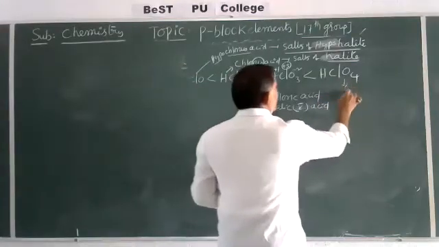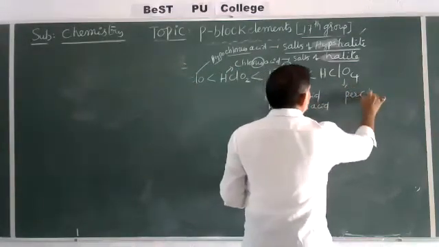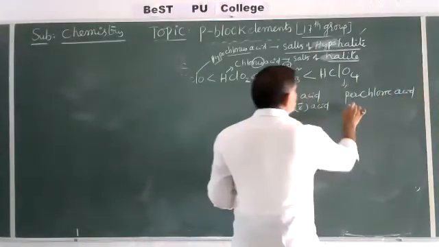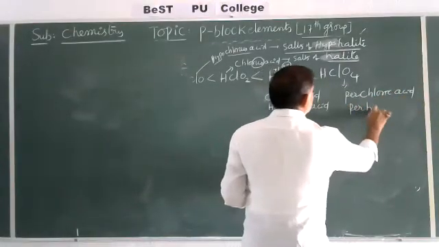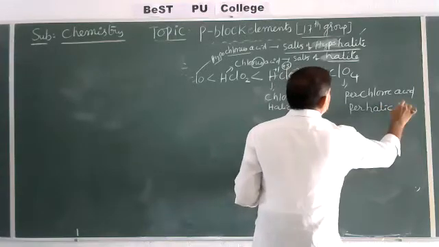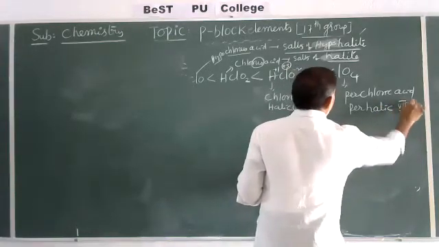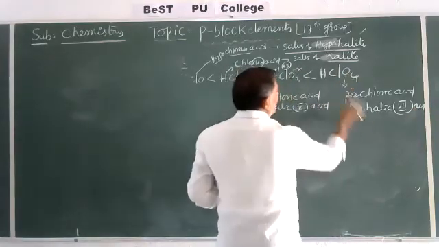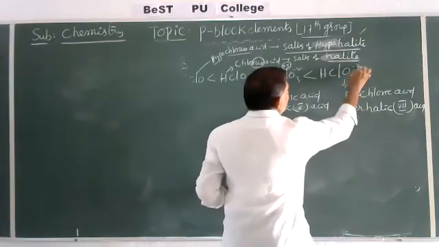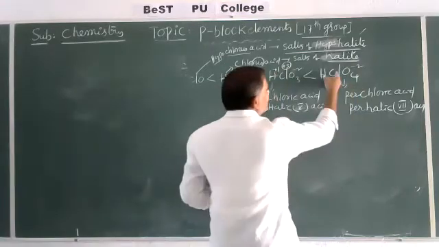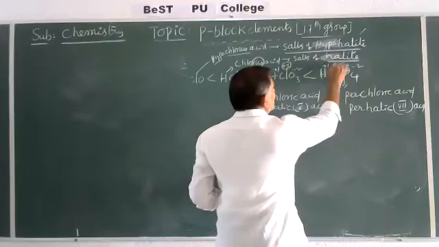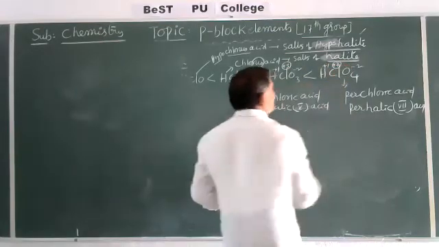Here it is called perchloric acid. This is called perhalic acid. That is perhalic 7 acid, 7 being the oxidation state of chlorine. Here oxygen is -2, and chlorine is compulsorily +7 to satisfy the balance, with hydrogen +1.